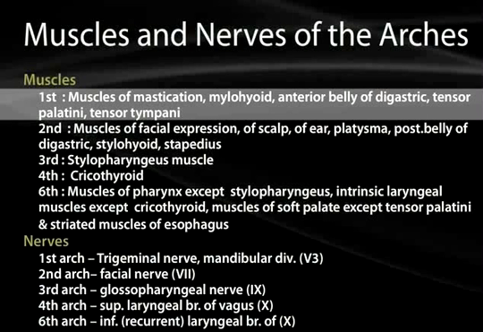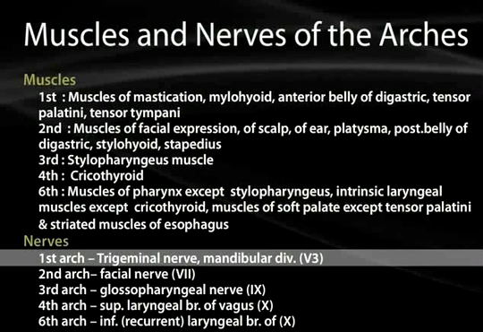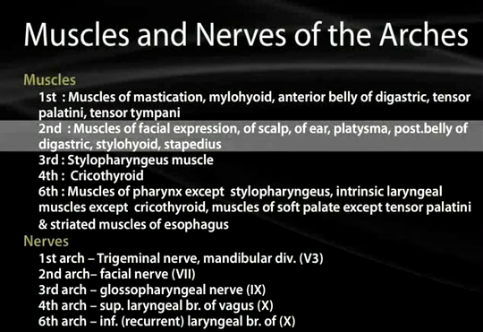What muscles are going to form in the arches is going to be the muscles of mastication, which are associated with the first arch, and there's going to be the mylohyoid and anterior belly digastric, as well as the tensor palatini and tensor tympani muscles. All of these are innervated by cranial nerve 5, which is why the nerve associated with the first arch is known as the trigeminal nerve, specifically the mandibular division. So the trigeminal arch is going to be cranial nerve 5, first arch.